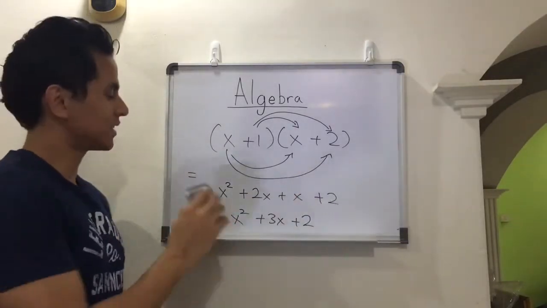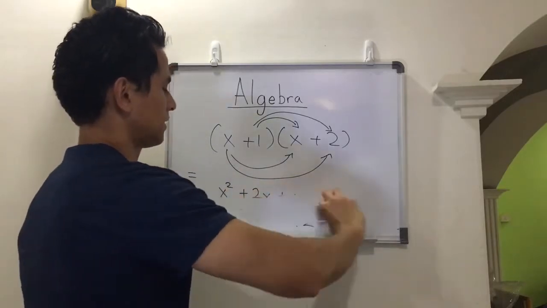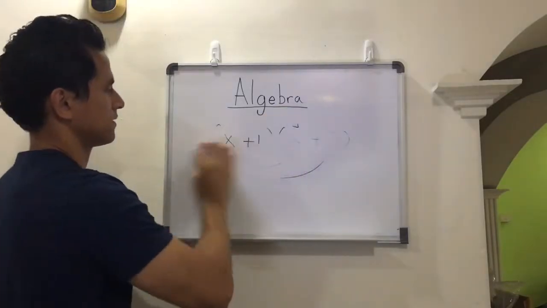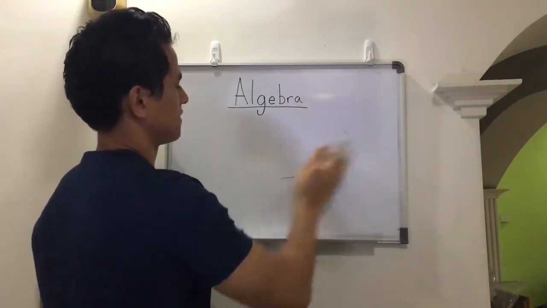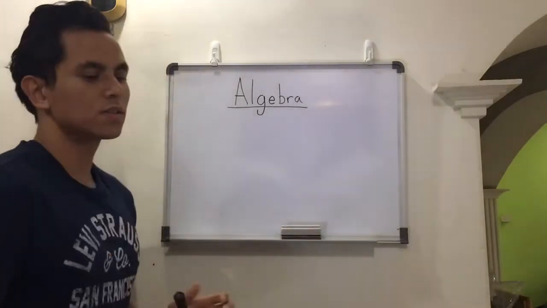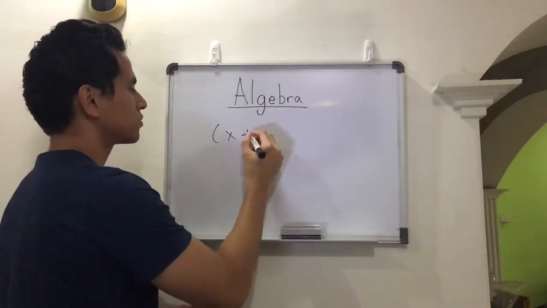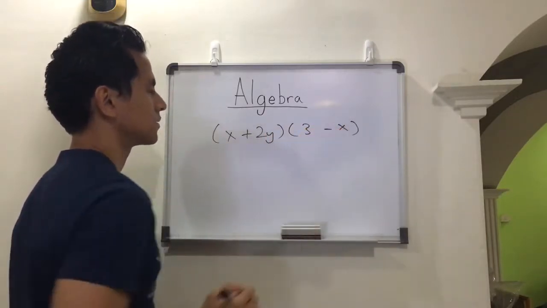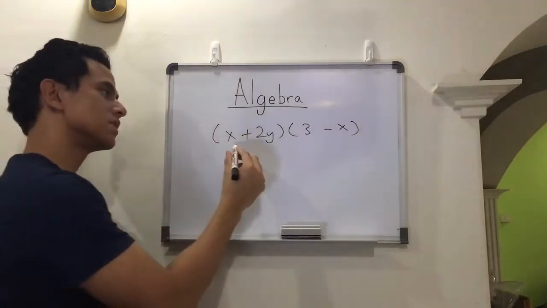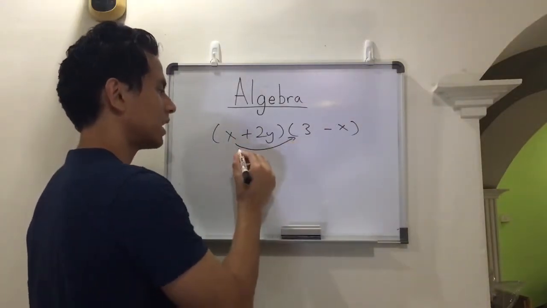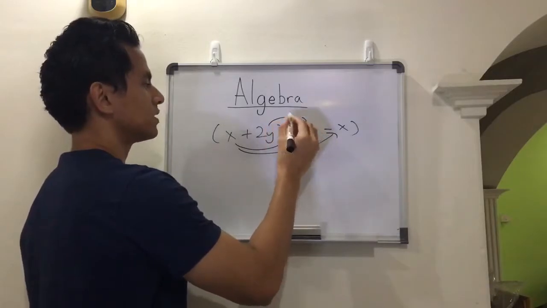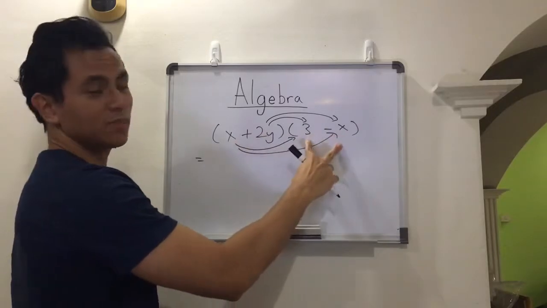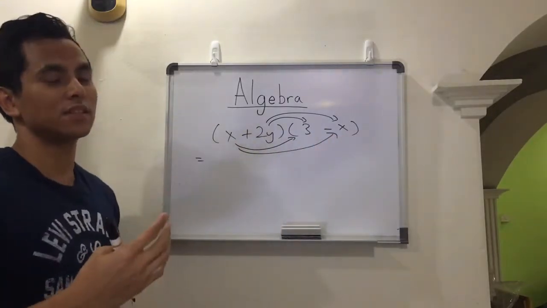Okay, let's move on to the second example. Let's say now we had x plus 2y and 3 minus x. So recall, the x is to be multiplied by this 3 and this minus x, and 2y goes to this and this. There are 2 terms in this bracket and 2 terms in this bracket, so there will be 4 terms in your answer in the next step.